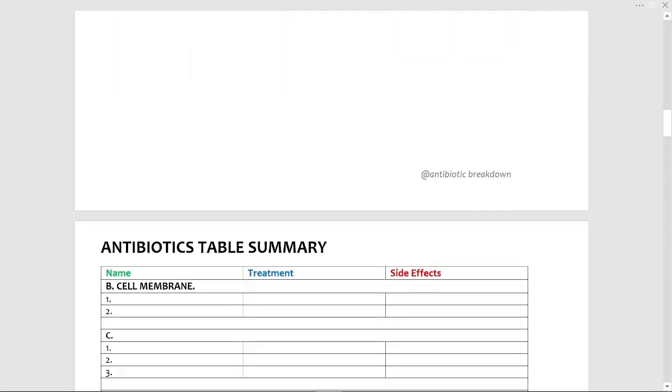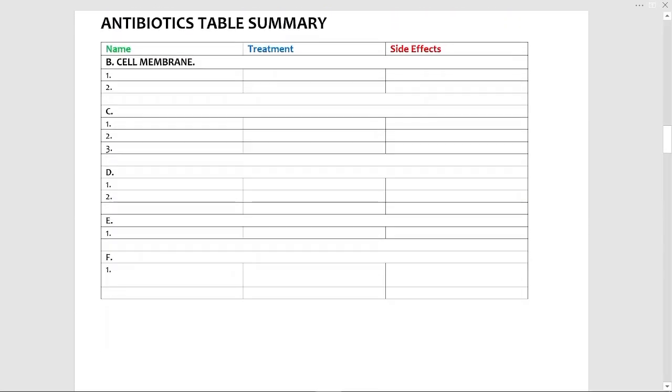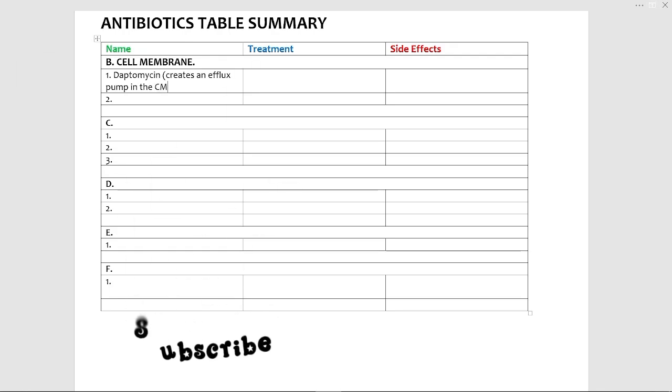So that being said, today we're going to jump on the cell membrane. Now we have other antibiotics that are very effective when it comes to acting on the cell membrane, and here you have two major ones. The first one that you'll come across is called daptomycin. Now daptomycin is a very interesting drug. To make it easier for you, it works basically by creating an efflux pump in the cell membrane. By doing this, the cell will lose its content.